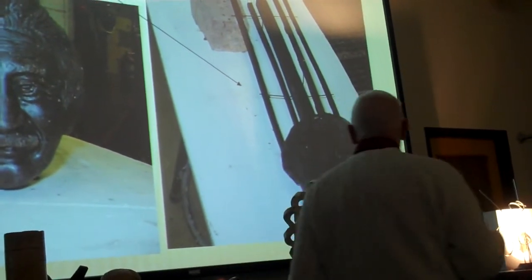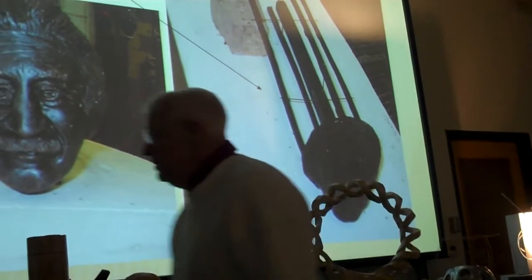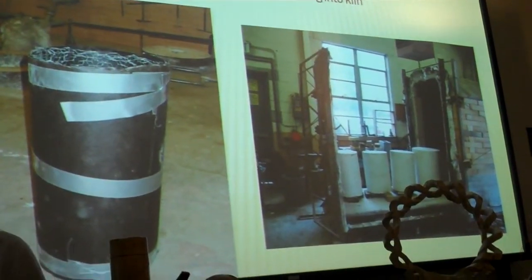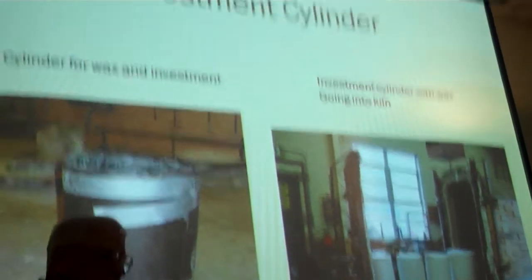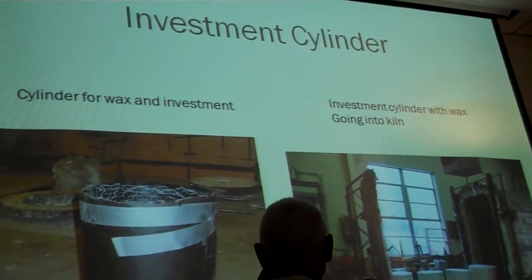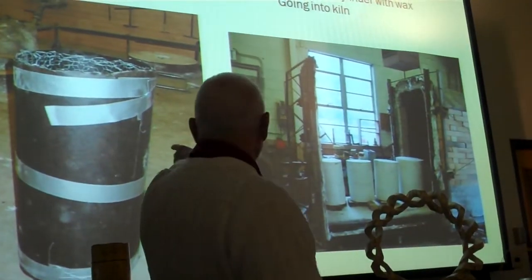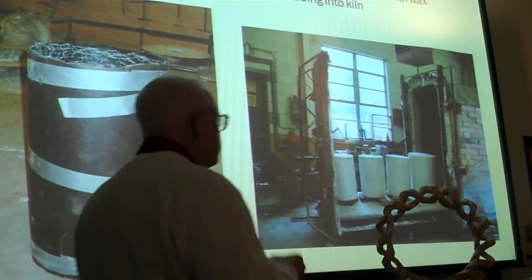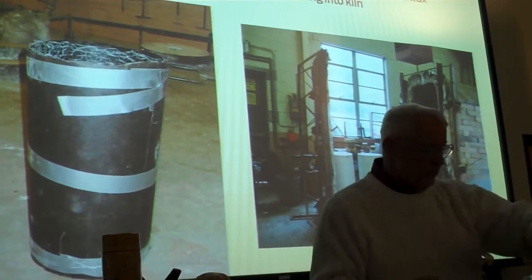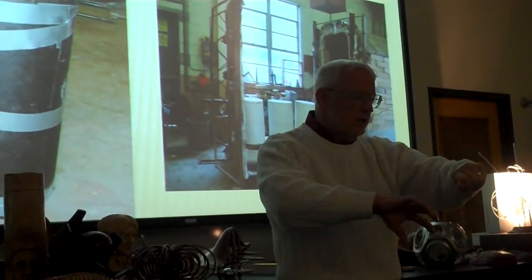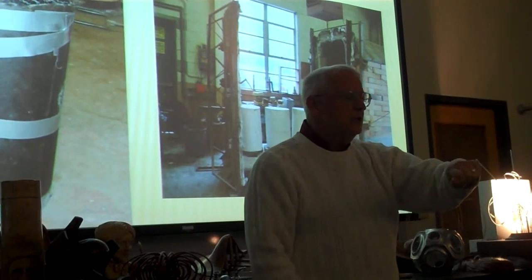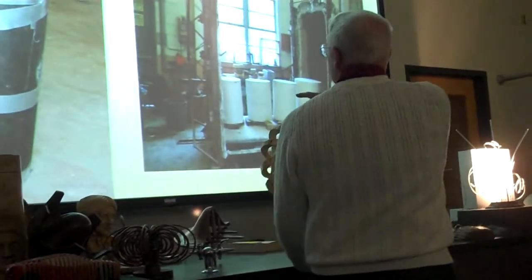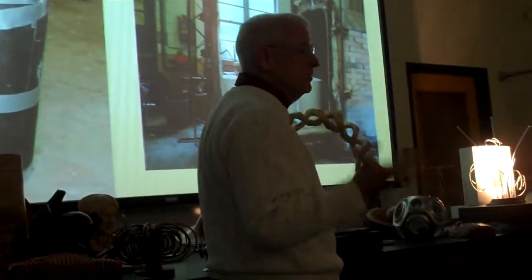So what you do then is suspend that in something called investment. Investment is a mixture of different kinds of sand and plaster. So you mix all that up. You make this cylinder out of chicken wire and tar paper, and you use plaster to plaster it to the floor. Then you mix all this stuff up, and while it's still fluid, you stick your wax down in, and you pour all this liquid in it. The liquid fills up to the top, and you hold it there until it hardens, which only takes a few minutes. Then you let it set overnight so it gets good and hard.